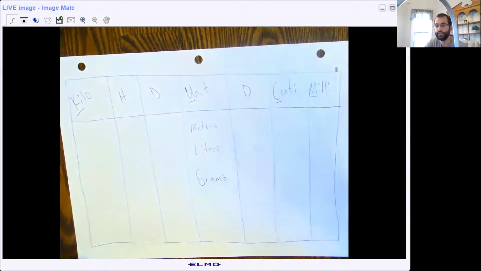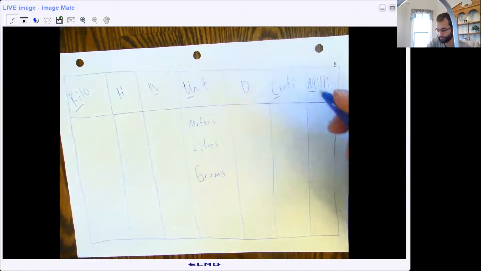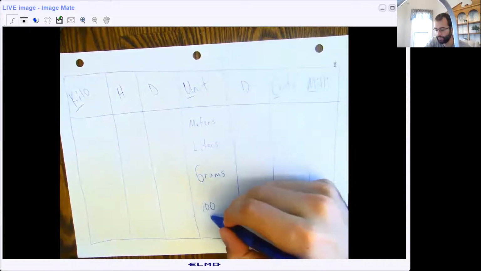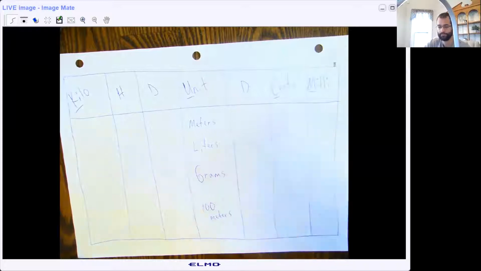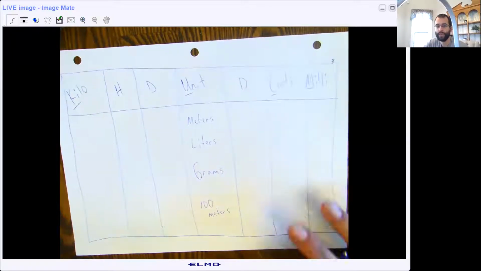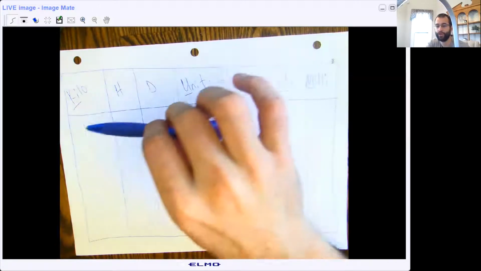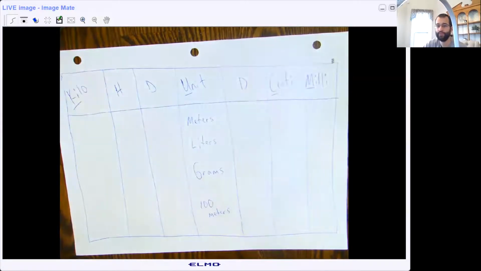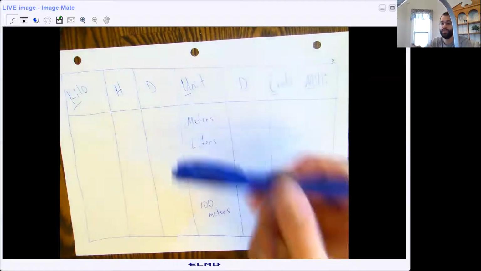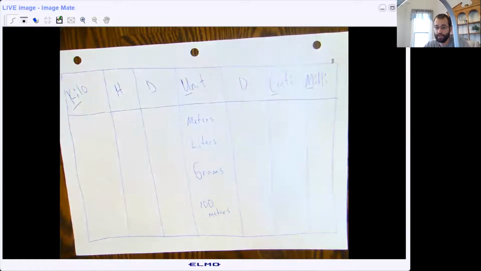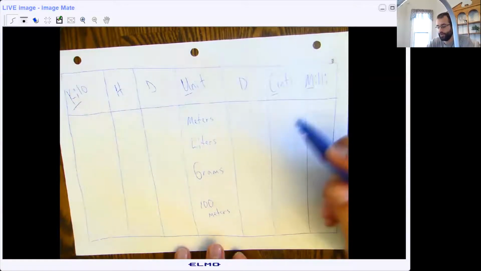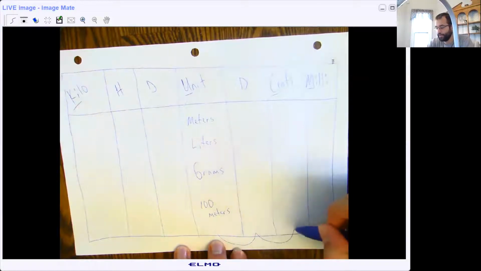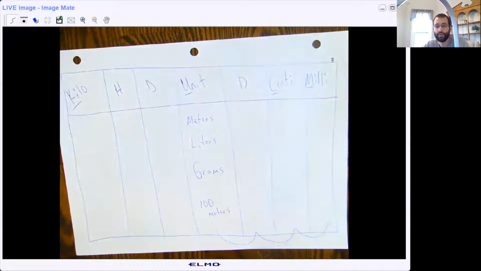All right, so let's take a look at what this is going to be. Let's say that I've got 100 meters. Now, everything to this side of my chart is a bigger unit than meters. It's larger. And everything to this side of my chart to the right is smaller than meters.